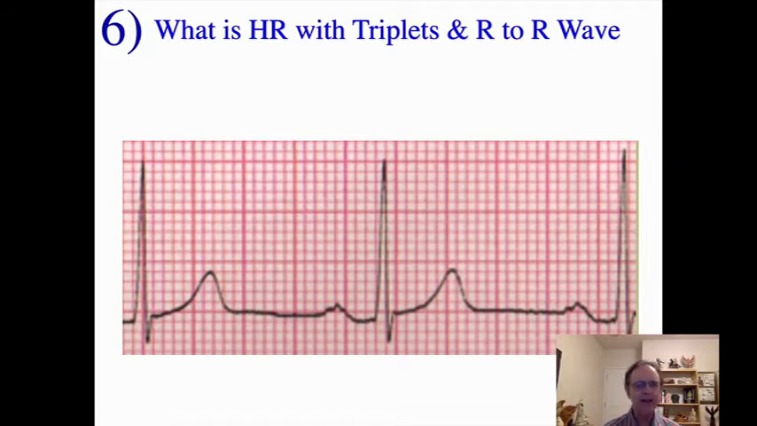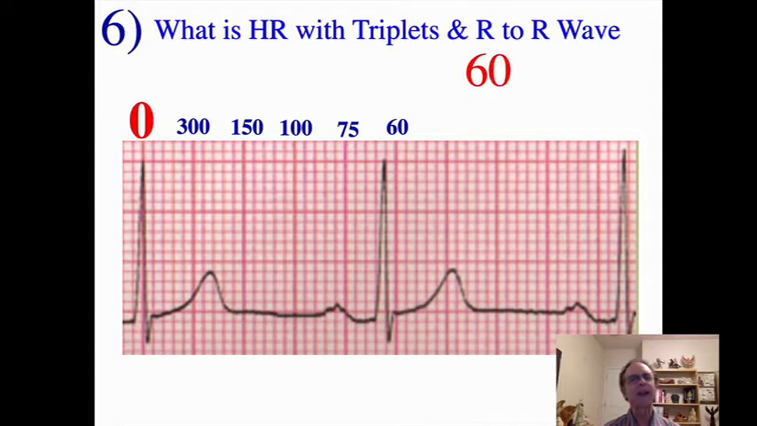Let's go for it, class. 0, 300, 150, 100, 75. And class, we know this heart rate is greater than 60 beats per minute. And with triplets, it's all about speed. That's all we need to know with the triplets. So let's go ahead and find our R to R heart rate. What do we do first, class? Put 60 in the numerator.